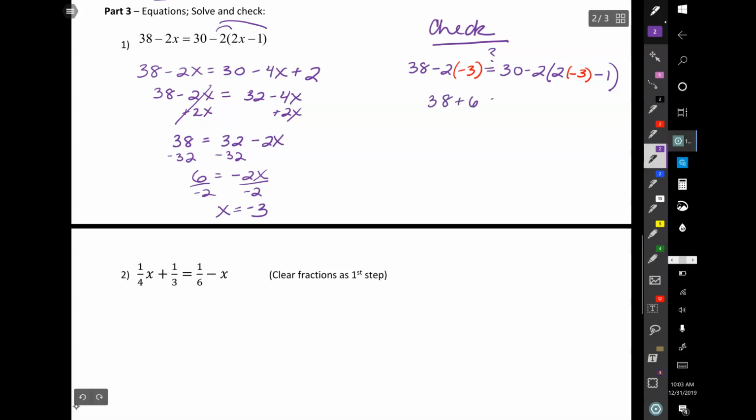plus 6 on the left-hand side. Does that equal 30 minus 2, and then in the parentheses, I would have a negative 6 minus 1. That's going to give me a negative 7. So when I calculate out both sides, I'll get 38 plus 6 is 44. And on the right-hand side, I get 30 plus 14, which would also be 44. So that is true. So therefore, negative 3 is a solution.